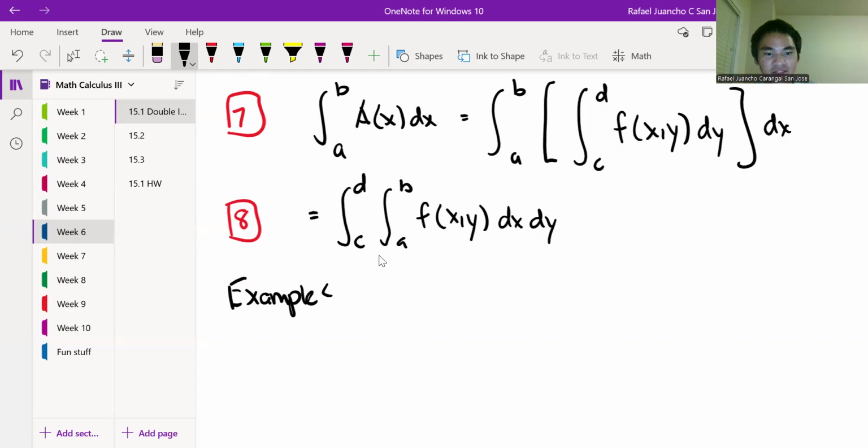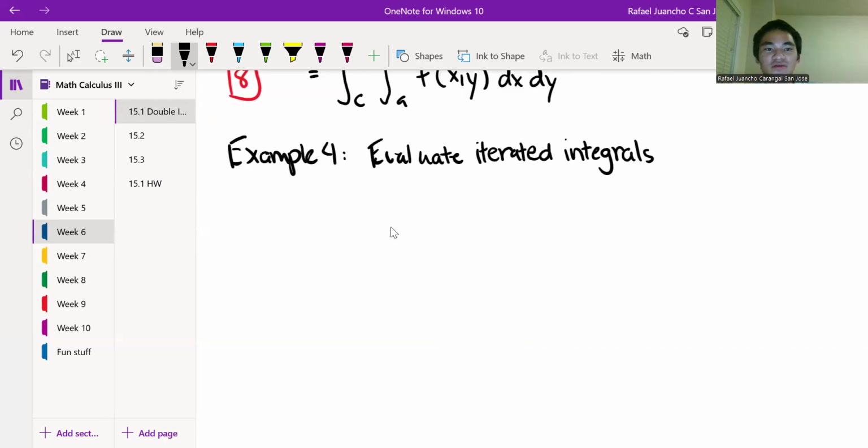So let's actually do some evaluating here. Let's get some practice doing this. Let's evaluate the following iterated integrals. Now I know why it's called iterated, because we integrate again and again. So let me do letter A. This is the integral from 0 to 3, from 1 to 2, of x squared y dy dx.